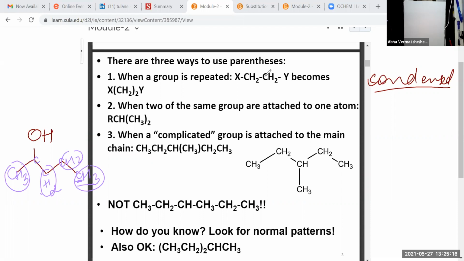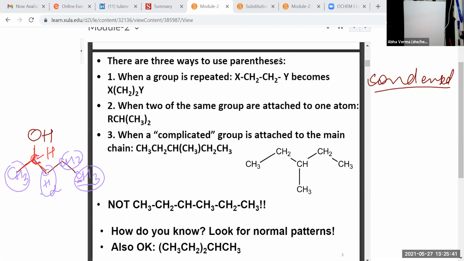Because carbon needs to complete all of its 4 bonds. Let's pay attention to this carbon. How many bonds is this carbon making? 1, 2, 3. So how many other bonds are left to be made? Only one more, which will be for the H.